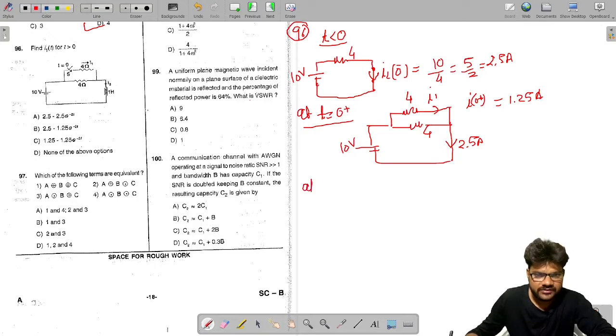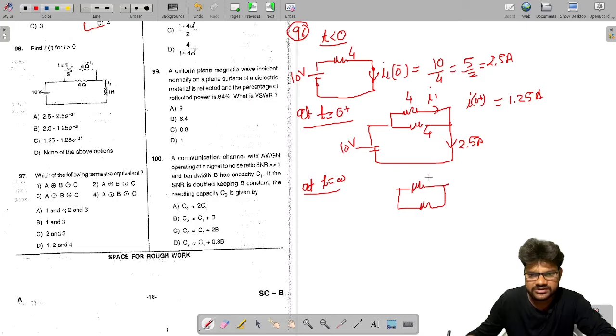Now let us make the circuit at t equals infinity. At t equals infinity, again this 10 volt battery is connected with this inductor, so this inductor will be fully charged, and at steady state this inductor will be shorted. So let us make the circuit at t equals infinity.